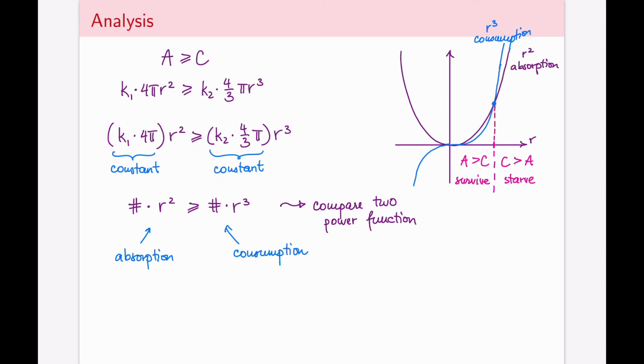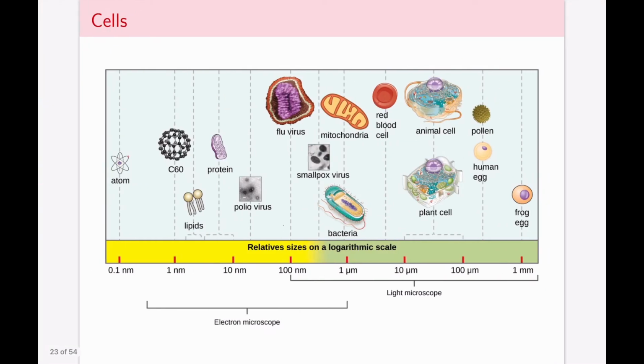This is why spherical cells are small, because they will only be able to absorb enough nutrients for their consumption for some radius size between 0 and this critical number right here. If they grow bigger than this number, they will simply not be able to absorb as many nutrients as they need. So let's take a look at a few examples of the actual cells and their sizes.